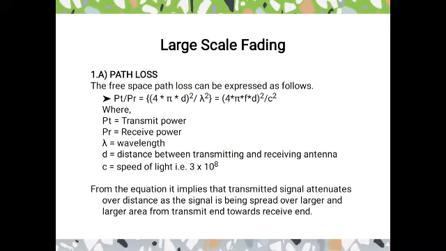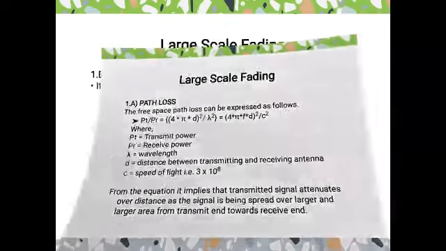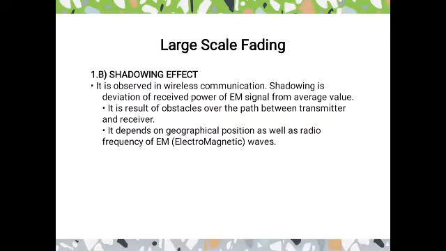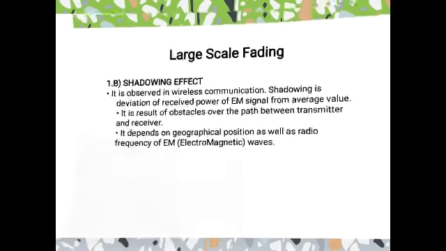In large scale fading, we have the path loss model, which we have already discussed. Then we have the shadowing effect, which is observed in wireless communication. Shadowing is the deviation of received power of an electromagnetic signal from the average value. It is the result of obstacles over the path between the transmitter and the receiver. It depends upon the geographical position as well as the radio frequency of the electromagnetic waves.